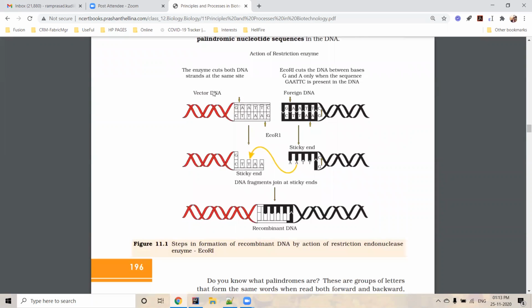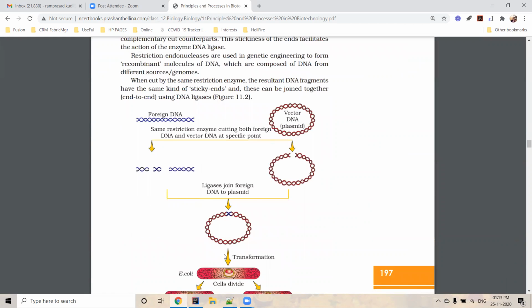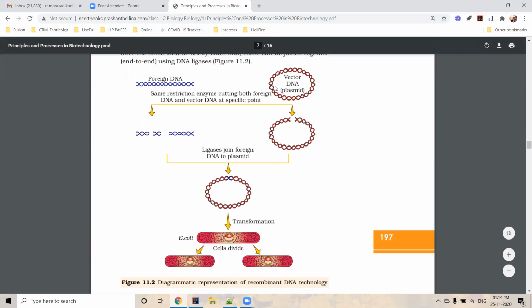Here you can see the picture of recombinant DNA technology. Now I have a desired DNA. Just for example, I am telling you the DNA is responsible for insulin production. You can cut the DNA into many fragments with the help of restriction enzyme. Once the DNA is ready, you can observe this blue color double-stranded DNA. Once the DNA is ready, you have to insert the DNA into a vector.